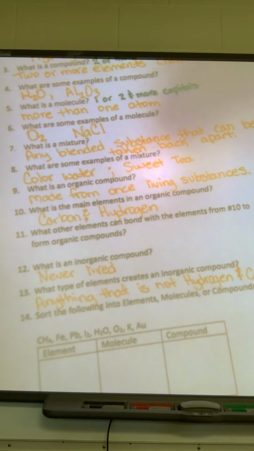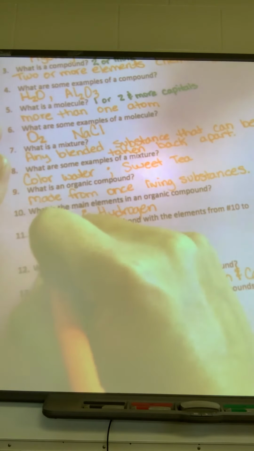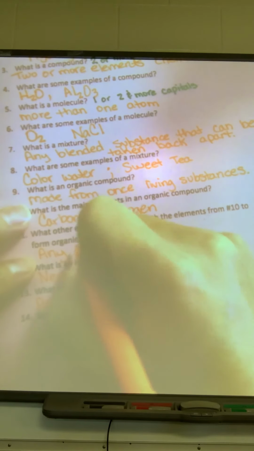All right, 11 said, what other elements can bond with the elements from number 10 to form organic? Really, any nonmetals can form with it. Any nonmetals can form with carbon and hydrogen to be part of an organic compound.